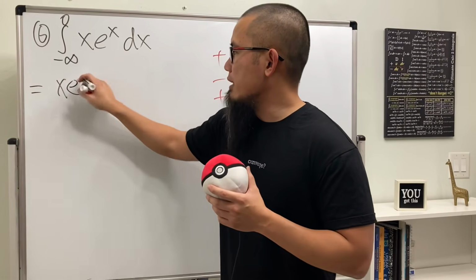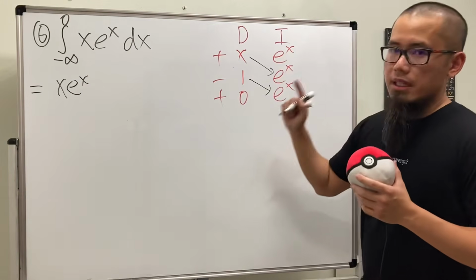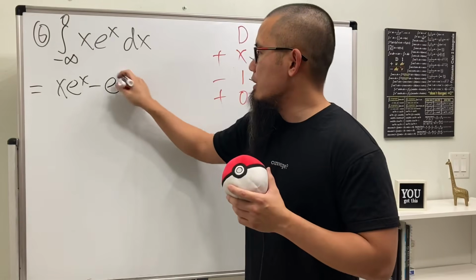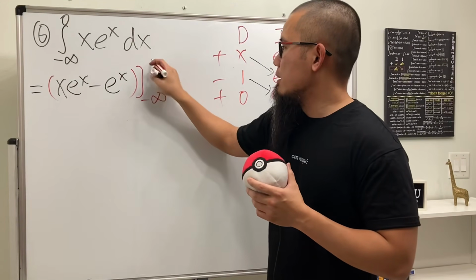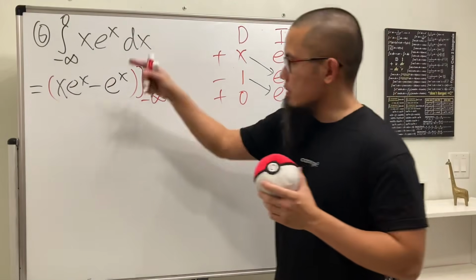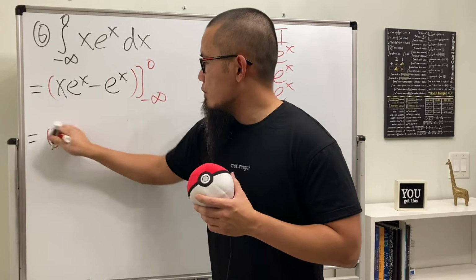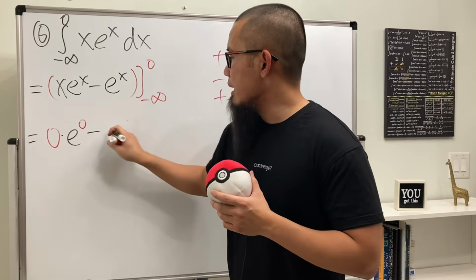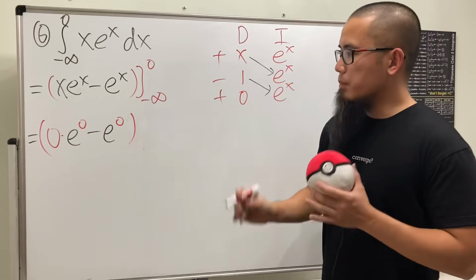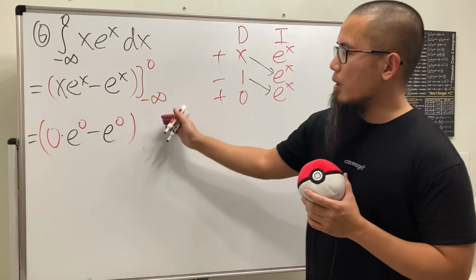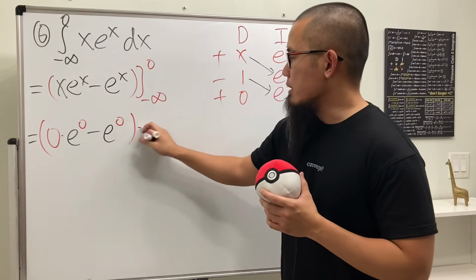That's the first part of the answer. And then the second part of the answer is minus e to the x. Okay, then we plug in 0 first. So we get 0 times e to the 0 minus e to the 0. That's the first part of the answer. And then for the second part, we just plug in negative infinity and we subtract.